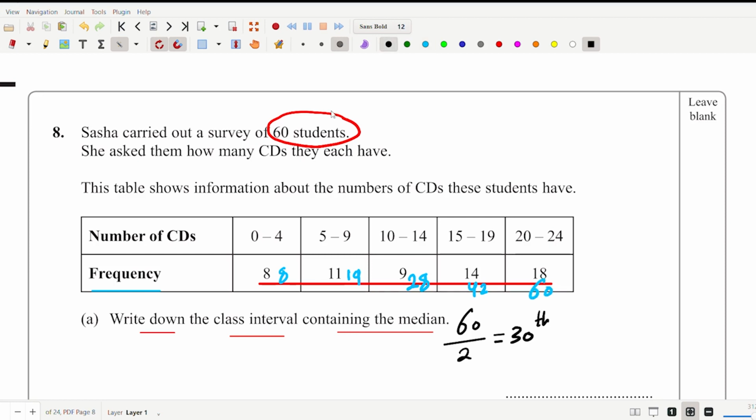Now the second step is to find the bigger number of cumulative frequency which is close to 30. So just bigger than 30, and this should be the closest bigger number. Here we have 28, which is less than 30, 42 is greater than 30, 60 is greater than 30, but 42 here is the closest bigger number. So our class interval will be 15 to 19.